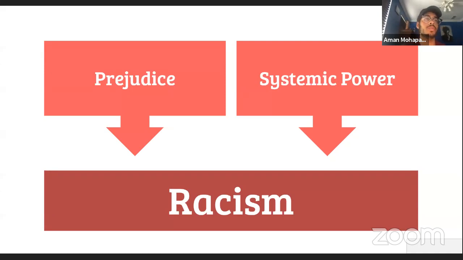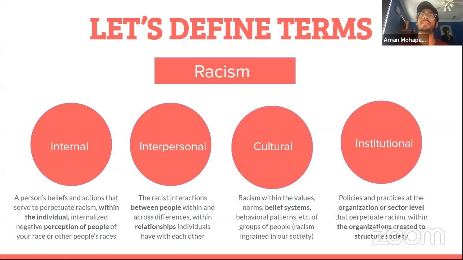Systemic power has to do with privilege. Systemic power involves groups having access to resources and advantages. And it also gives groups the ability to actualize opinions into cultural and institutional change. So on the next slide, we're going to define racism into certain sectors: internal, interpersonal, cultural, and institutional.